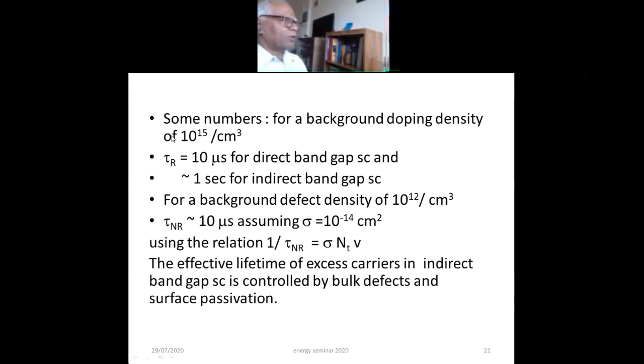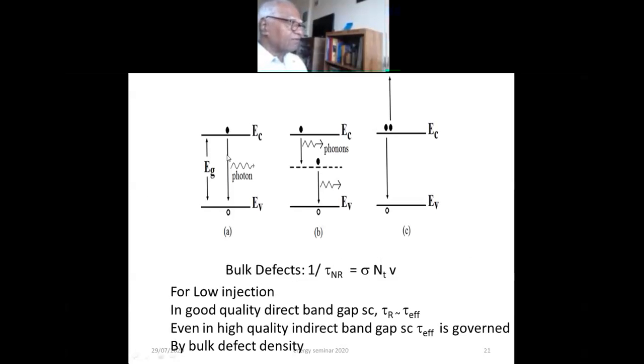If you have a background doping density of 10 to the 15 per centimeter cube, for a direct band gap material, the radiative lifetime is 10 microseconds, but it is 1 second for an indirect band gap material. That means this carrier can live as long as 1 second if the doping concentration is 10 to the 15. So if this is much smaller, then of course all the recombination will take place through this channel and not through this channel.